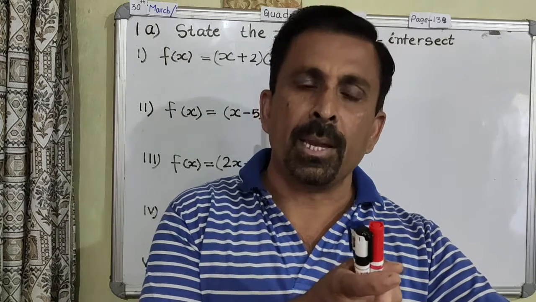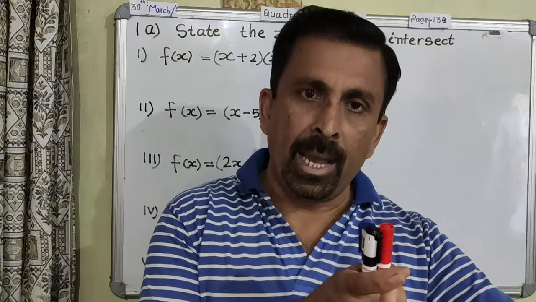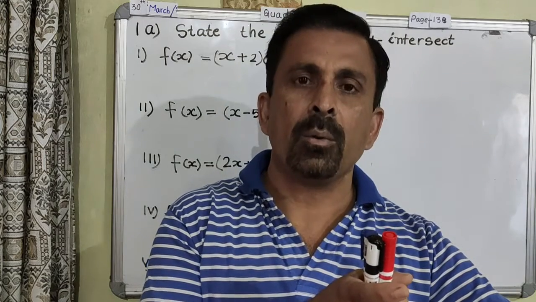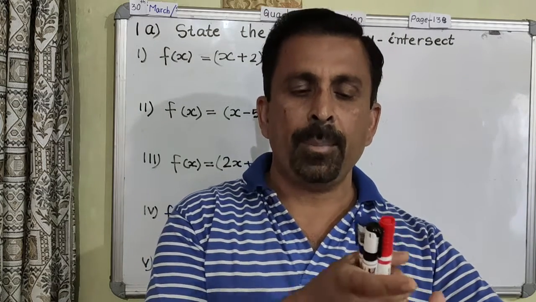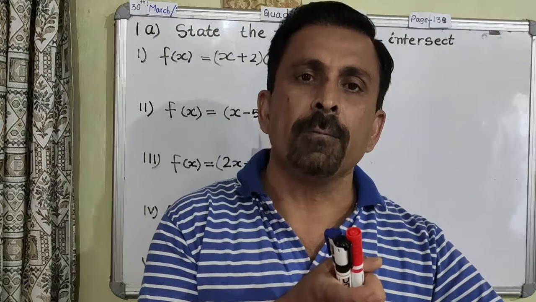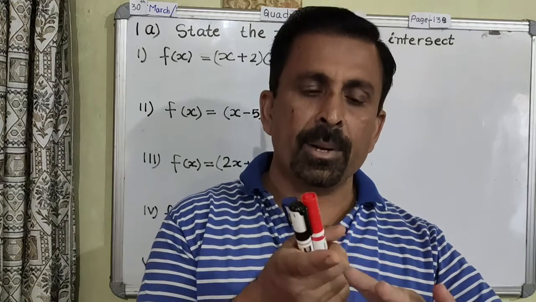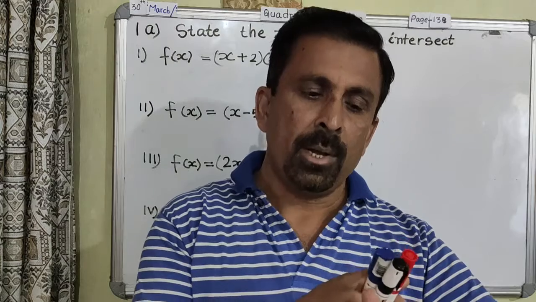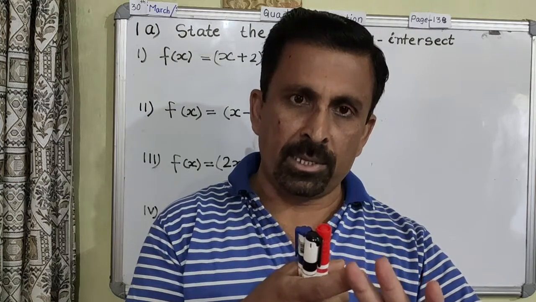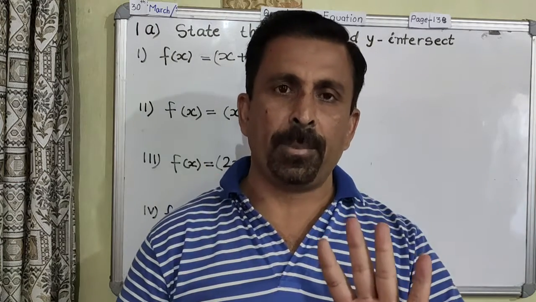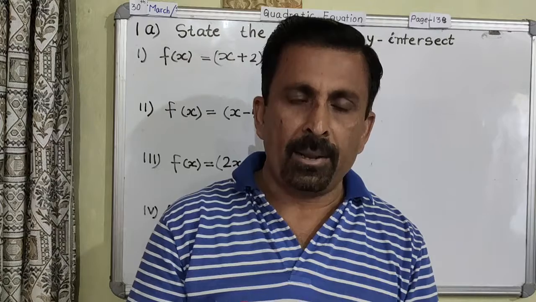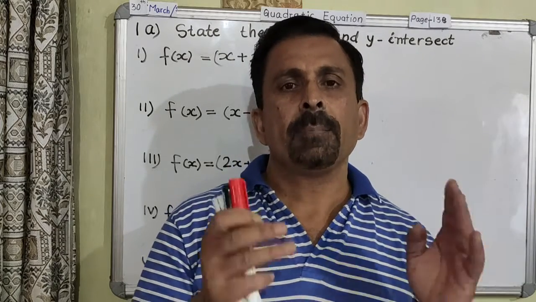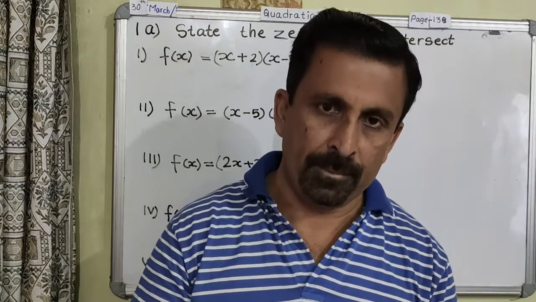Number 1, calculate the x-intercepts, or we call them zeros. Number 2, then we calculate the vertex. And number 3, we calculate the y-intercept. So after these 3 calculations, we get 4 sets of ordered pairs, and those 4 sets of ordered pairs we plot on the graph, and then we get the graph.